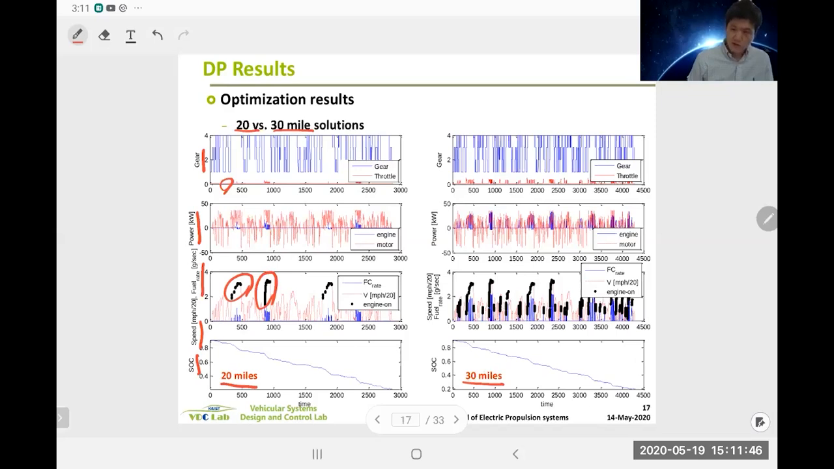And let's look at the 30-mile case. Now you can see that the engine on points are more observed, right? And more fuel consumption, right? Which was expected, right? Because we have to travel a longer distance. So there's just not enough energy from the battery to drive 30 miles. The battery can only provide 20 miles.